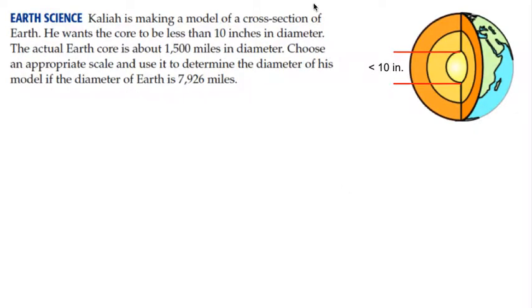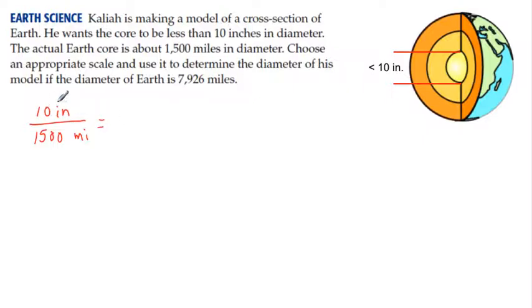All right, lastly, earth science. Kalia is making a model of a cross-section of the earth, and he wants the core to be less than 10 inches in diameter. So here's the core right here, and he wants that measurement to be less than 10 inches. The actual earth core is about 1,500 miles. Okay, so we have 10 inches in the model corresponds to 1,500 miles in real life, right? So choose an appropriate scale and use it to determine the diameter of his model if the diameter of the Earth is 7,926. So this one we can reduce.